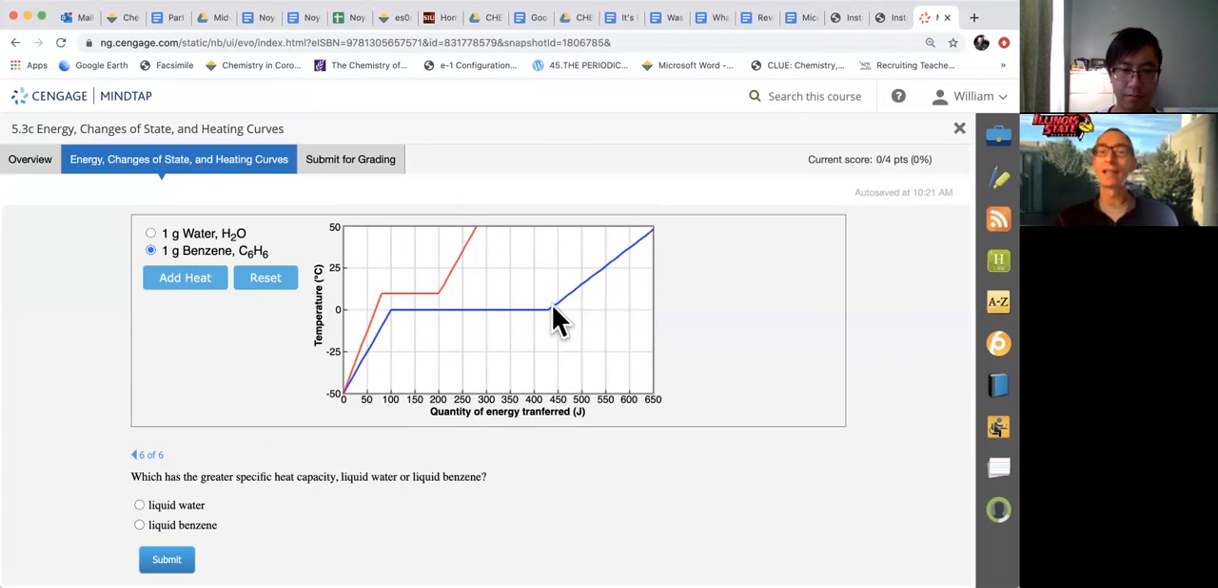So I think, again, we keep on adding the energy, but it takes more energy to raise the temperature of the liquid water than it does the liquid benzene, right? Because, again, this slope is more shallow, right? So it takes more energy to get it to go up by 1 degree, by 2 degrees, by 5 degrees, by 10 degrees, right? It takes less energy to get the benzene to go up.